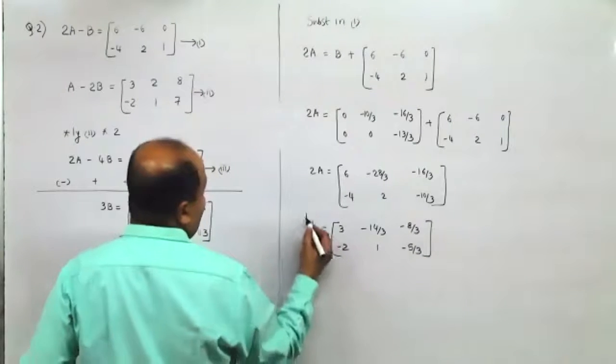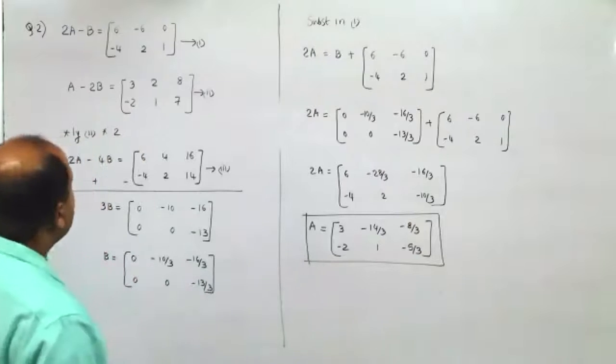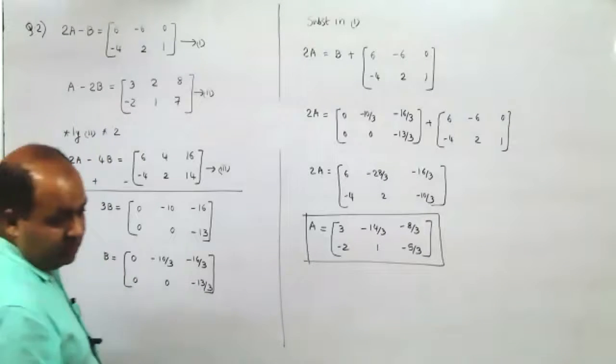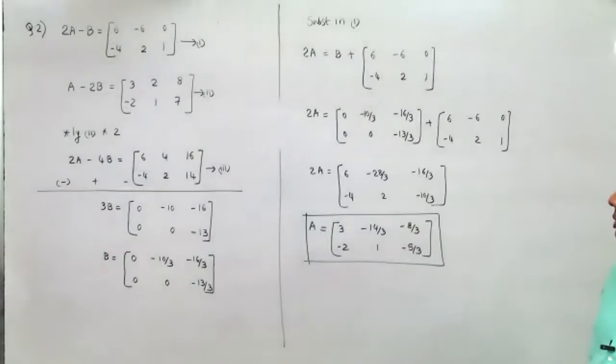This is a. Sir, but the answer given behind is different. What is the answer given again? For a, it is 3, minus 14 by 3, minus 8, minus 2, 1 and 3.